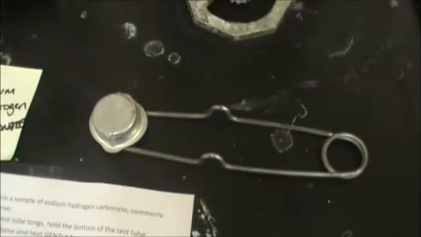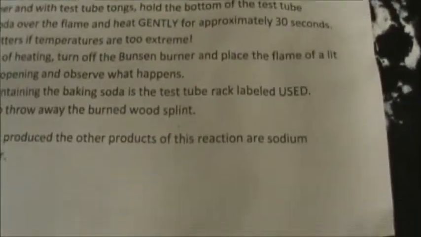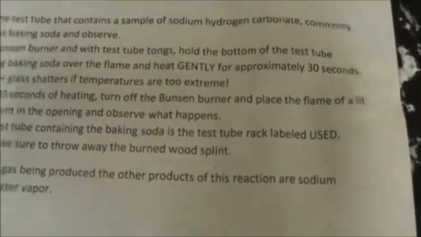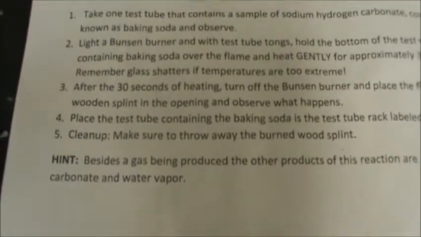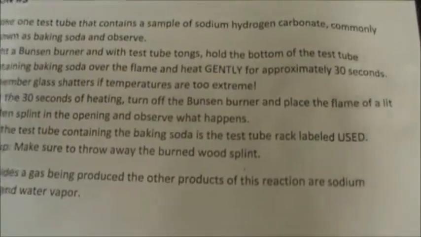So what we want to do, in this procedure, it says that we are going to take one test tube. We're going to have a sample in it already. And we're going to take some test tube holders, just like so, and I'm going to pinch this test tube. We want to cook it. It says to gently heat for about 30 seconds, and after that 30 seconds of heating, we're going to turn off the Bunsen burner and place the flame of a wooden splint in the opening and observe what happens. Place the test tube containing the baking soda in the test tube rack, labeled used. Alright, wonderful. So we got a used one over here. That's where we're going to put it. A lot of used. So let's heat.